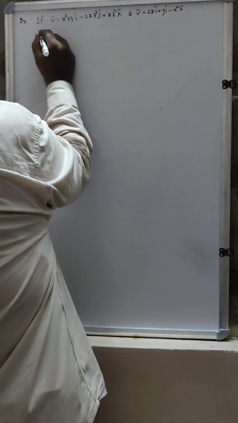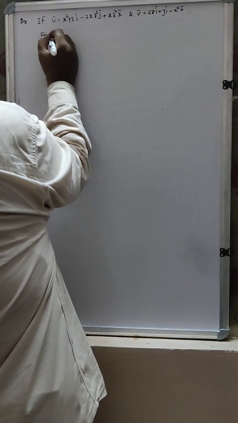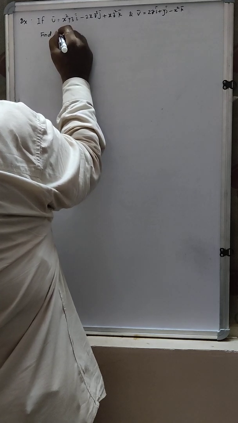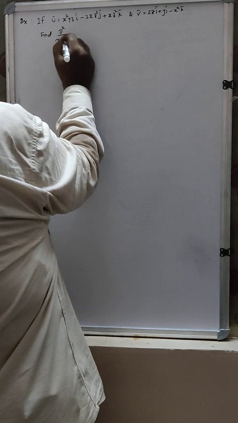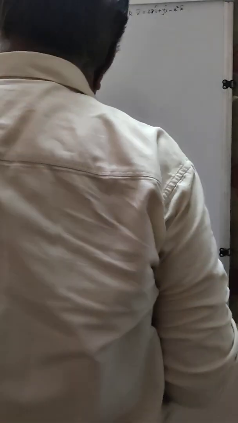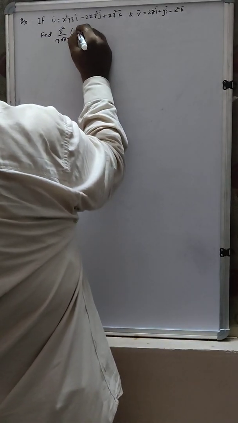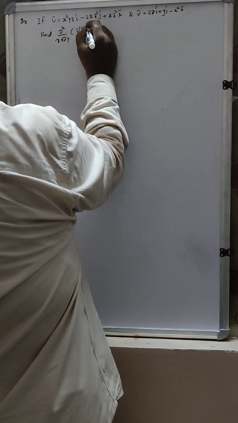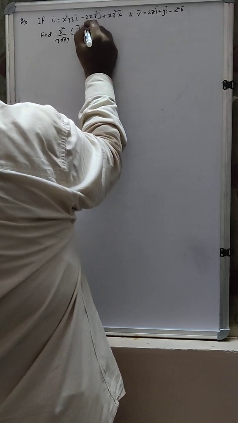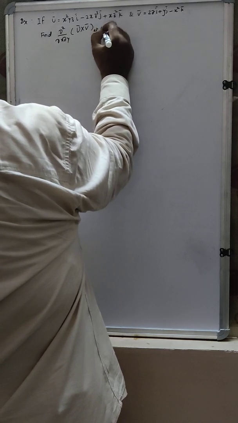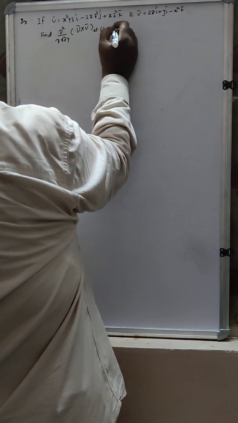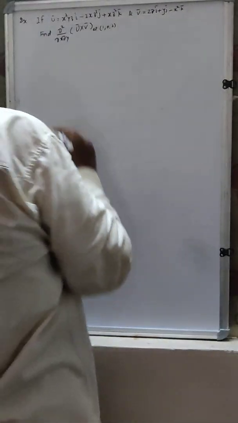Find ∂² by ∂x∂y of u cross v vector at point 1, 0, 2. These are the values of x, y, z. Solution.